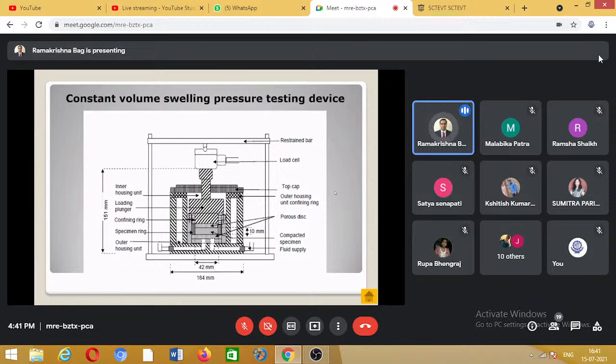So what we can do, if we take the soil specimen inside the specimen ring, compact it. You can see in this picture, this is the specimen ring which is here, and this is the compacted specimen, okay, which is 10 mm height. At bottom and top, there are two porous discs. This is more or less like an odometer, where we do the consolidation test, those who are aware of.